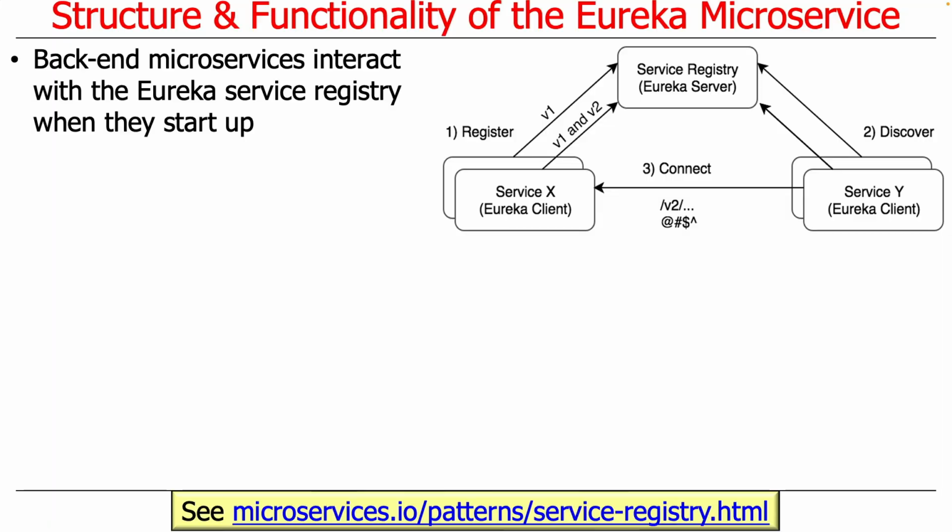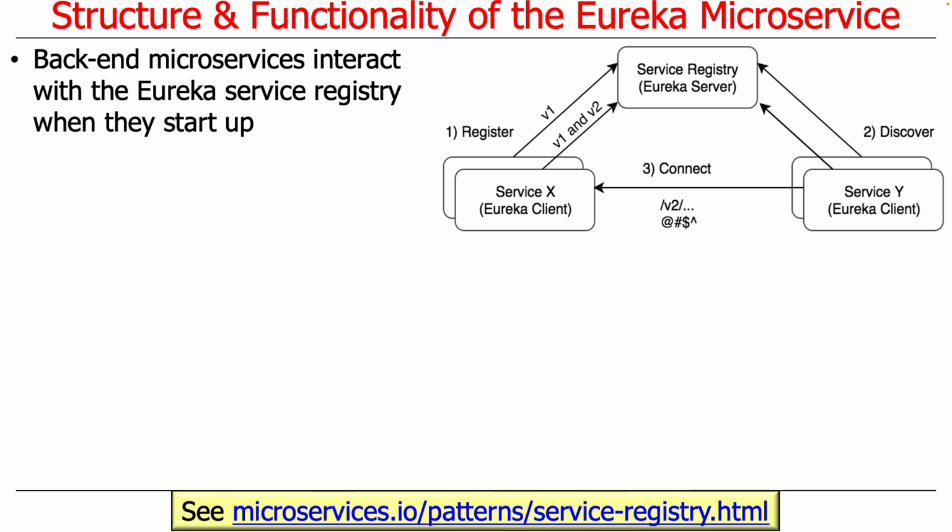So let's zoom in a bit more about how Eureka works under the hood. The back-end microservices interact with the Eureka service registry when they start up. So basically what's happening here is that we have the Eureka server running, and then some service which says Eureka client, but it's really a client in the sense that it's a back-end microservice, which is a client to Eureka, although not the ultimate end-user client on the left side of things. It's on the right side. It's registering with Eureka.